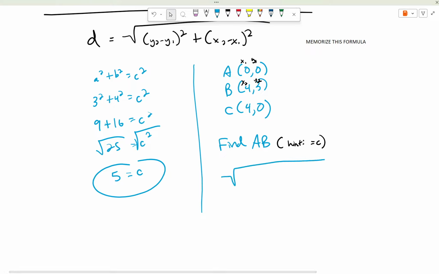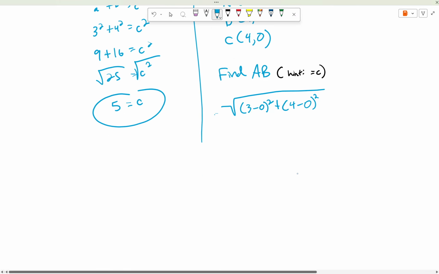So the square root of 3 minus 0 squared, right? 3 minus 0, y sub 2 minus y sub 1. And then plus x sub 2 minus x sub 1. So 4 minus 0 squared. And look at what we're going to get, guys. We're already on our way here. You guys can see it, I think.